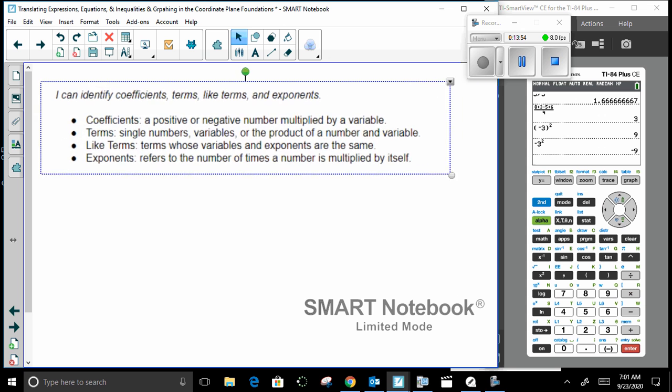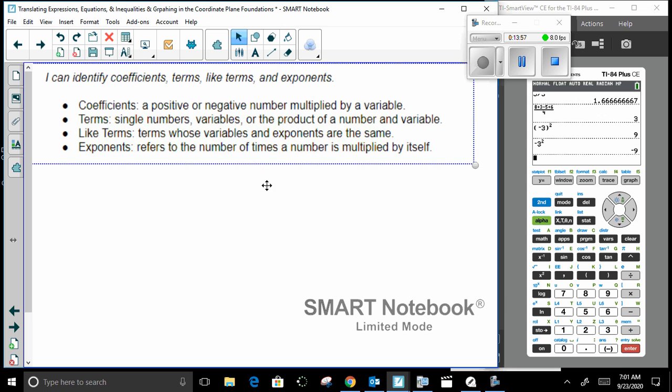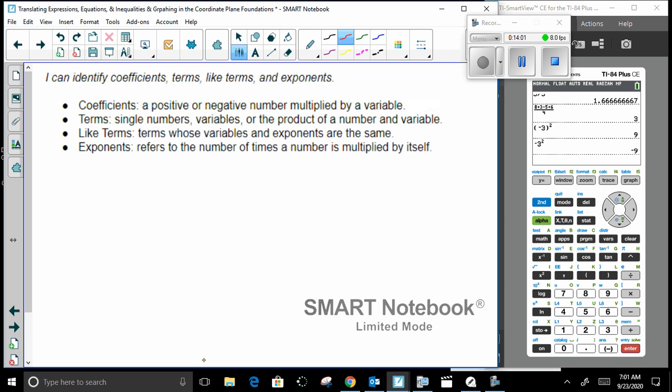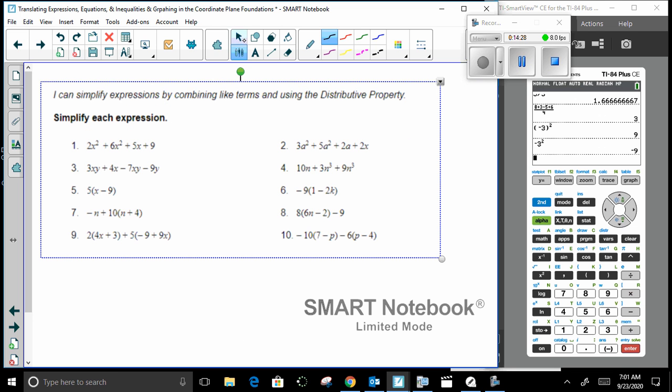All right, let's make sure we can identify coefficients, terms, like terms, exponents. Remember, coefficients are your numbers in front of your variables. So if I give you an example, underline the coefficient here. The coefficient is the number in front of your variable. So -3 is your coefficient. If I put 7x squared, what is the coefficient there? 7 is your coefficient. Terms, like terms, exponents, we're just putting together what belongs together. So let's look at some examples on that.